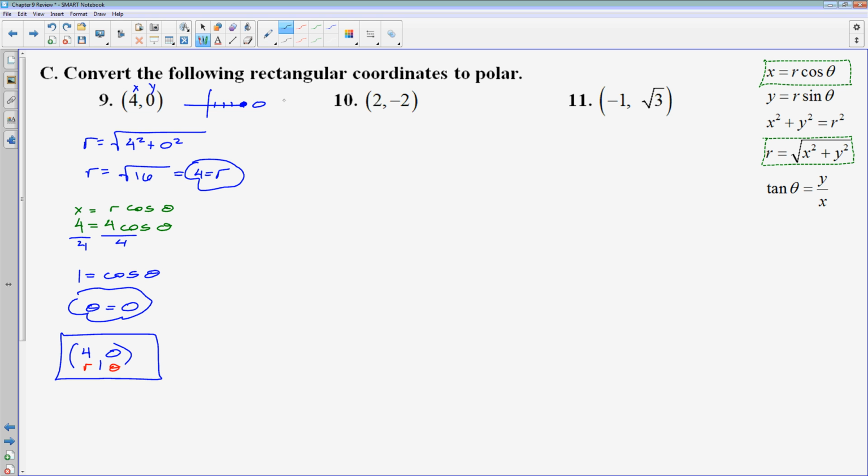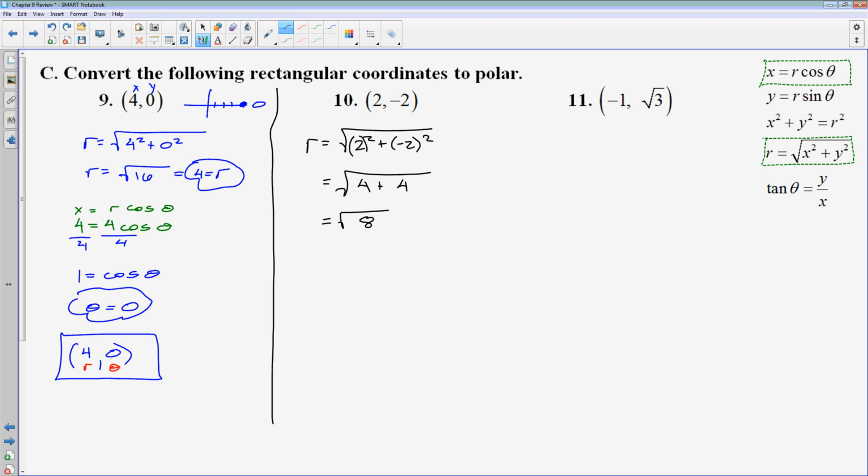Let's see, number 10, same thing. I'm going to find my r. R is equal to the square root of 2 squared plus negative 2. Make sure you watch your signs there. When you square negative 2, actually, let's just put everything in parentheses to avoid the mistake. When you square negative 2, you actually do get a positive number. 2 squared is 4. Negative 2 squared is also 4. 4 plus 4 is 8. And 8 simplifies to 2 square root of 2. There's my r. So I'll kind of put that on hold for a minute.